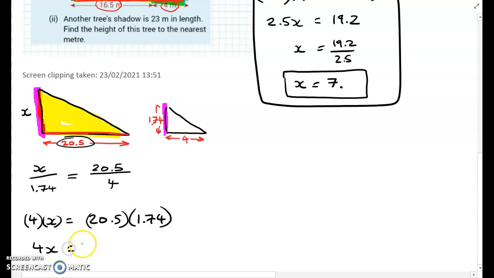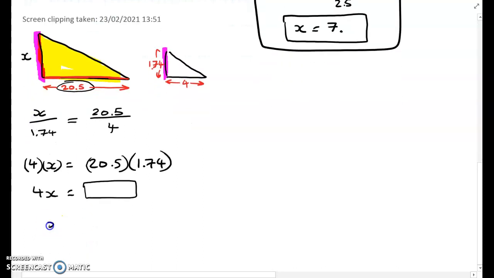Do that on the calculator. I haven't a clue what you get when you do 20.5 by 1.74. It'll give you something. I'm not sure what it is. I don't have a calculator at the minute. And then whatever you get, you're going to obviously have to divide that by 4. And that'll give you the answer.